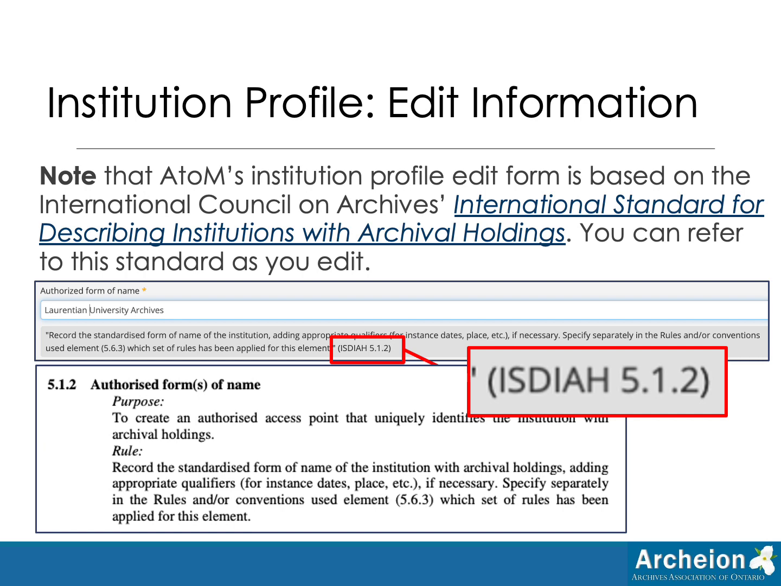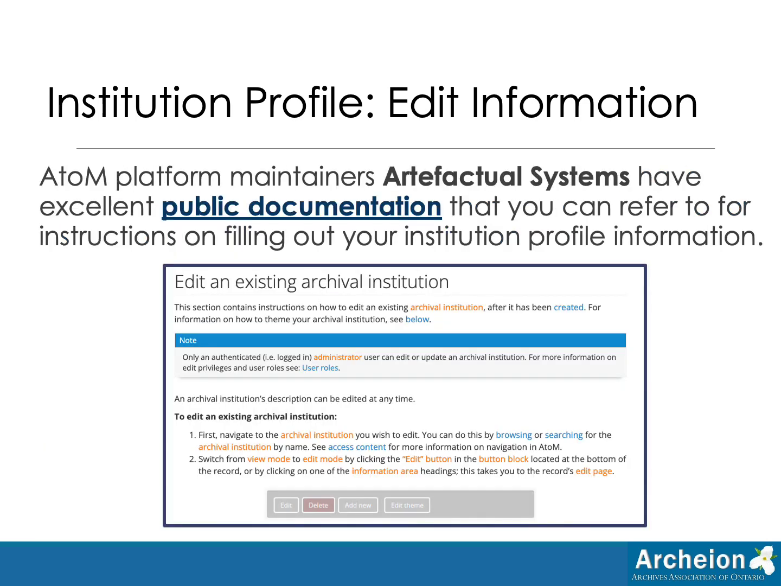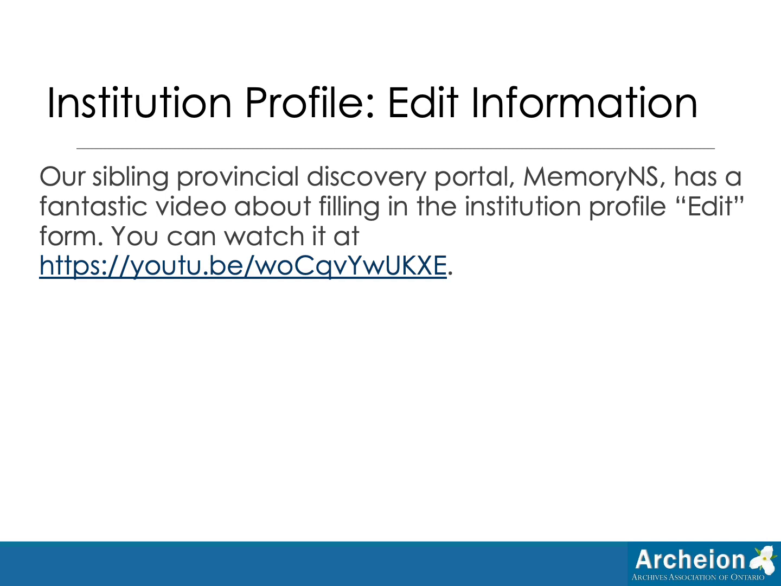In addition to ISDIAH, I would also recommend that you open Artifactual Systems' really excellent public documentation for editing institution information. Artifactual Systems maintains the AtoM platform that Archeion is based on, and they keep this documentation up to date with every release of AtoM. So the links in the slides will take you to the documentation for the most recent release, and their documentation can guide you through editing the institution edit form. I won't walk you through the Artifactual Systems documentation. It's fairly straightforward, and you can read it on your own time.